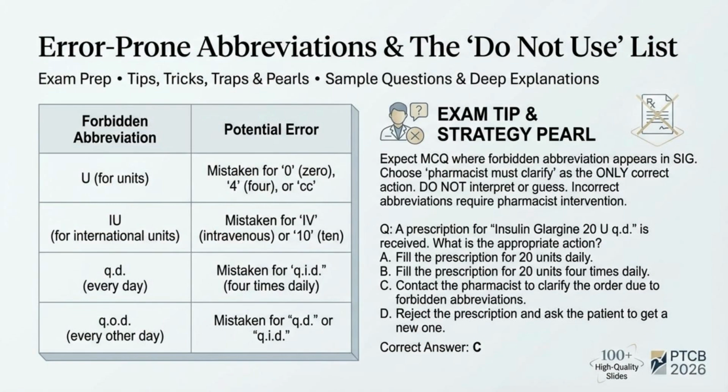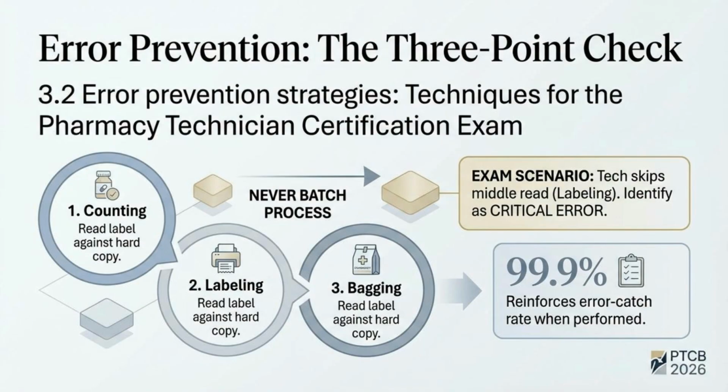Be aware of error-prone abbreviations on the Joint Commission's Do Not Use list. If a forbidden abbreviation appears in a SIG, the only correct action is for the pharmacist to clarify the order. The 3-point check involves reading the label against the hard copy during counting, labeling, and bagging. Never batch process orders. This check reinforces a high error catch rate.